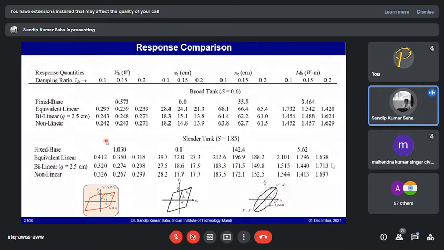So here you can see the comparison of the responses with respect to the fixed base, and three different approaches of numerically modeling the isolation systems for solution of this time history analysis. You can see for both broad and cylinder tanks, these values for the isolated cases are significantly less, apart from the sloshing displacement. And whatever way you model it, the overall response, base shear and moment, is expected to be less in all the isolated cases.